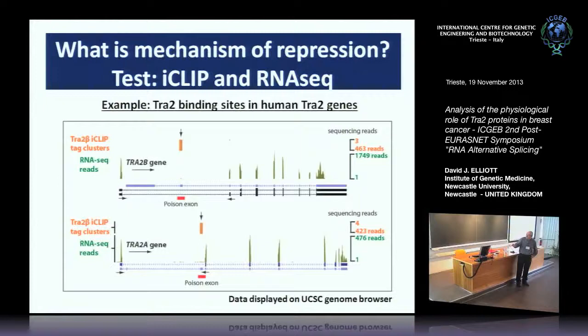And the reason is because if that poison exon is included, the mRNA is less stable. So even though you get a high number of CLIP tags mapping here, you don't get much stable accumulation of mRNAs including that exon. Another thing to notice from the sequencing reads is the height of the y-axis. So for Tra2 beta, the y-axis goes up to 1,749, whereas for the Tra2 alpha gene, it only goes up to 476. So Tra2 beta is actually expressed at much higher levels as a gene than Tra2 alpha in the cell line. And that's possibly why it's a dominant protein.